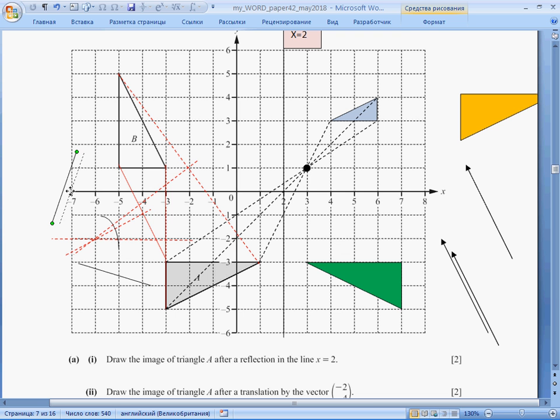So we should draw a line segment from the point of rotation to corresponding points and find this angle. So we have rotated by, if you measure, you will get 90 degrees anti-clockwise. So the point of rotation is (-6, 2), 90 degrees anti-clockwise. Finished.